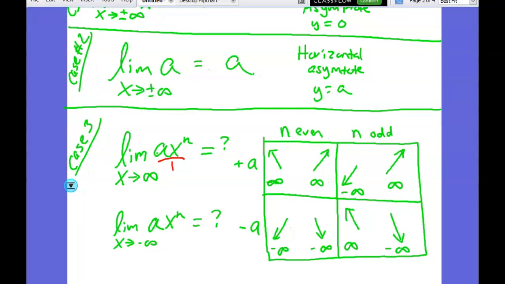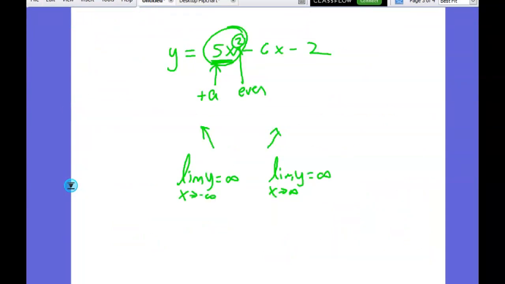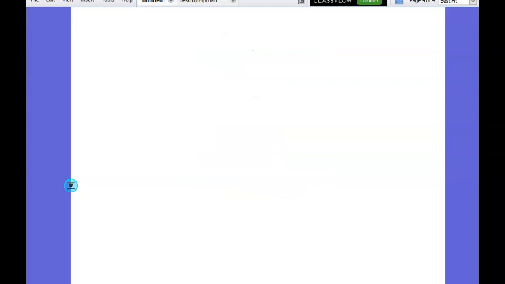So let's take a look at a shortcut here. It can save you a little bit of time and make life a lot easier. But I wanted to make sure you guys understood the concept before I gave you the shortcut. So let's take a look at the shortcut. Here we go.